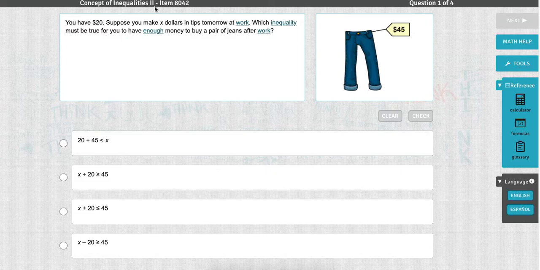Before we get started, pause your video, go get a piece of paper and a pencil so that you can write down some notes on this to make sure that you understand what you're supposed to be doing. Alright, now that you have your pencil and paper, let's go through this together.